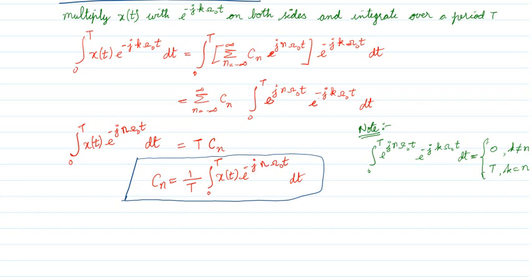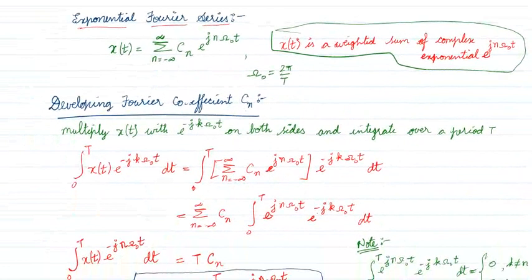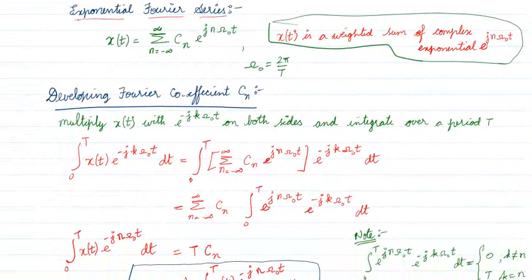Now this is the cn, bringing T to the left side. So cn is equal to 1 by T times the integral, over a period with respect to t, of the periodic signal x of t multiplied with e power minus j n omega naught t. If you get cn, you just have to put the cn here, thereby we will get the exponential Fourier series.